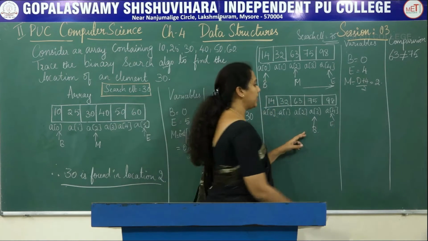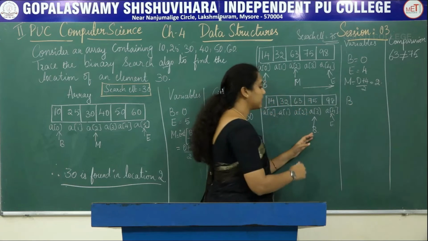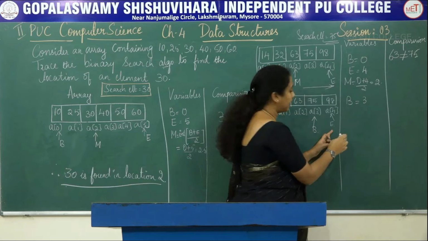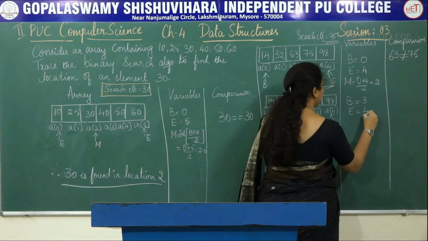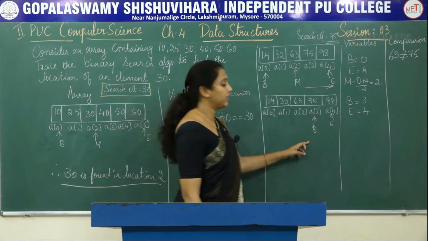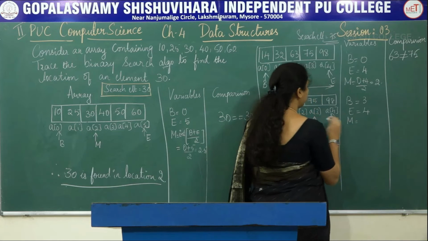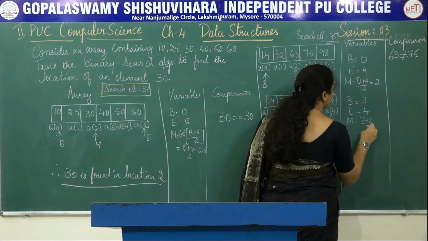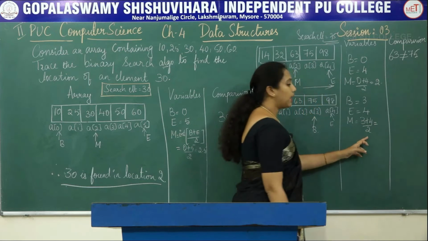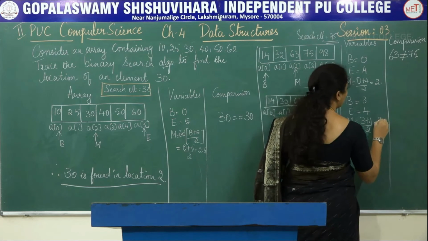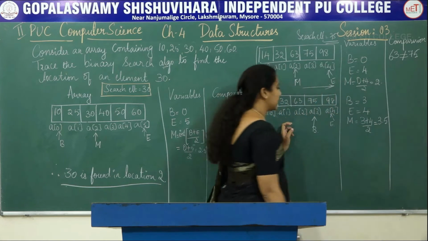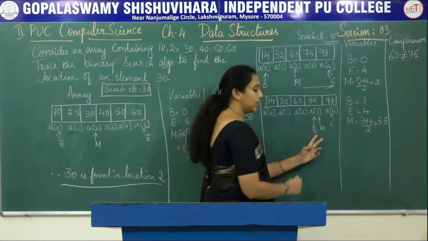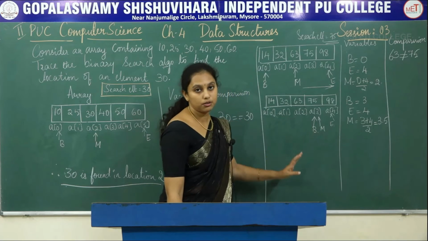Next I have to find the middle element. So what is the value of m? Beginning element value is 3, end element value is 4, then the middle element value is m is equal to (3 plus 4) by 2. What is (3 plus 4) by 2? 7 by 2 is 3.5. So I cannot consider 3.5. I can consider 3 as our middle element. So this is our beginning as well as middle element of the array.